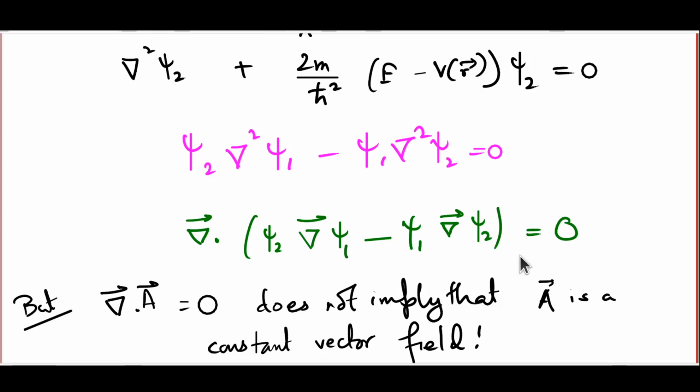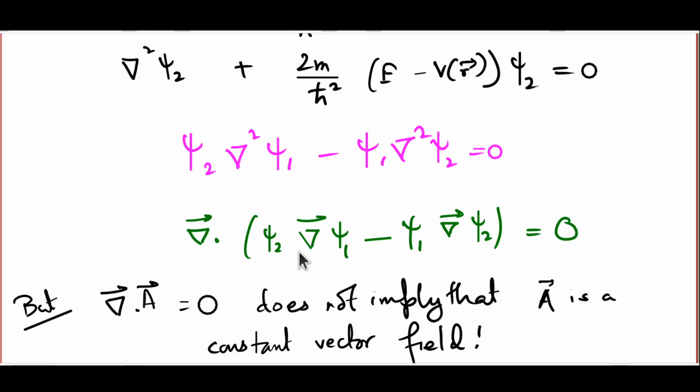Now if I could have argued from here that this vector, the argument to the divergence, because it has zero divergence, is a constant vector field, then I could have easily said that this vector field must vanish infinitely far away for bound states, and hence the constant has to be 0, and psi2 grad psi1 must be equal to psi1 grad psi2. From there it's pretty easy to see that you would end up with exactly the same contradiction as before.